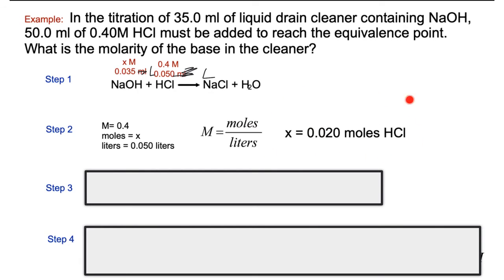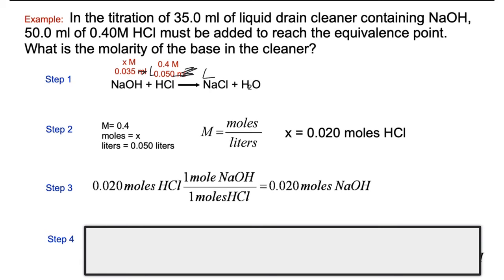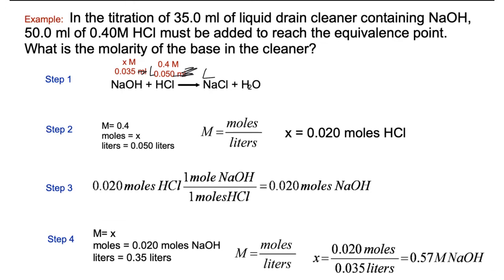After I know how many moles of this I used, I should be able to use a mole ratio to go into NaOH. So I have to look at my balanced chemical equation. I have this many moles of HCl, and according to my balanced chemical equation, it's 1 to 1. So 1 mole of HCl is equal to 1 mole of NaOH. I still have 0.020 moles, but now I went from moles of HCl into moles of NaOH. Last, I can use the liters that I have and figure out the molarity. So when I do that, I know that I have 0.020 moles.